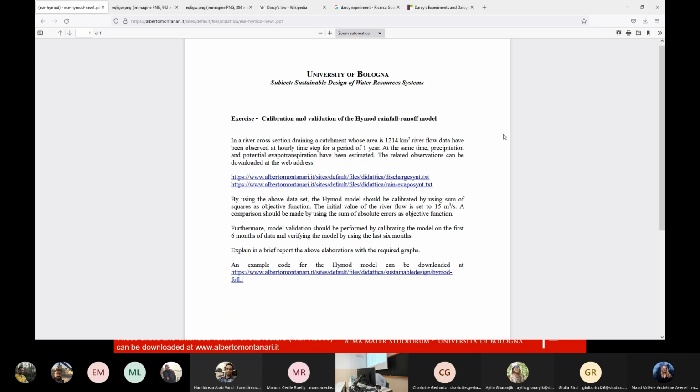Let me rephrase this requirement. By using the above data set, we have to apply the IMOD model to simulate the observed river flow. You see that we have river flow data, precipitation, and potential evapotranspiration. We have to take precipitation and potential evapotranspiration, plug them into the IMOD model, and get a simulation of river flow to be compared with the observed river flow. This is what we have to do. Apply the IMOD model by using precipitation and evapotranspiration data to reproduce the observed river flow.